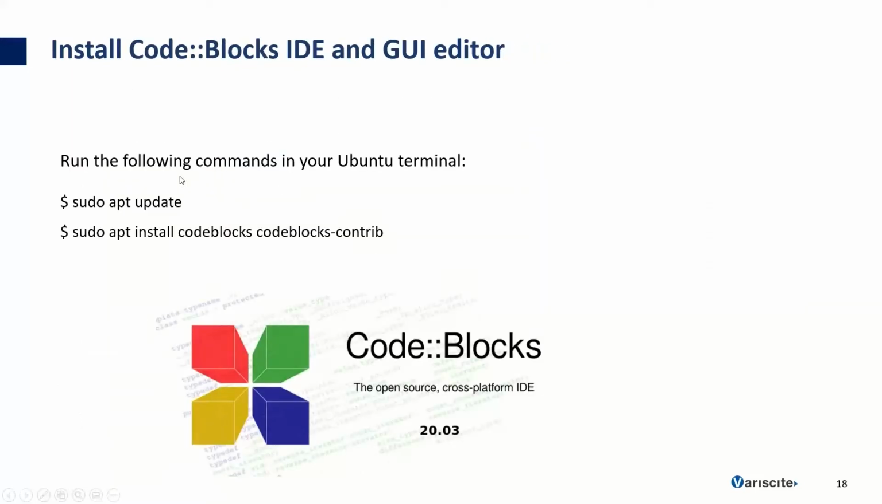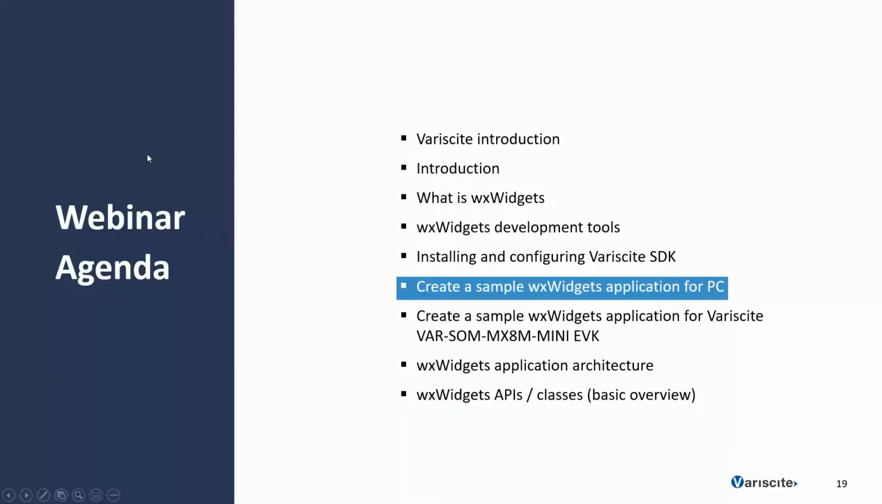Once done, we need to install the Code::Blocks IDE. Simply on any Ubuntu terminal, you can run this instruction, and you will download Code::Blocks 20.03. Now let's start creating a sample application for your PC.